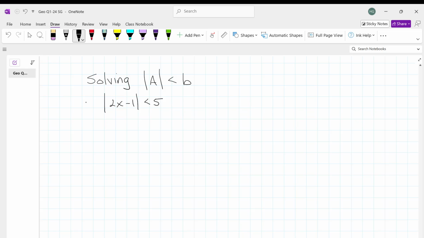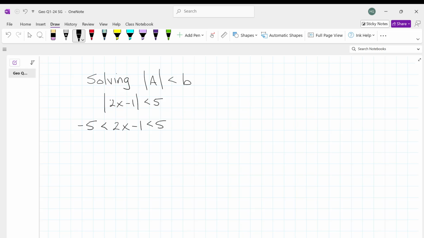All we're going to do in this case is rewrite the equation and drop the absolute value symbol. But we're going to do one other thing too. Here's what we're going to do. We're going to rewrite this as 2x minus 1 is less than 5. And now watch. We're just going to put a less than symbol and the opposite of this 5. Okay?